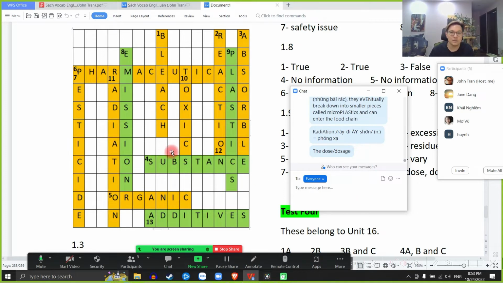Alright, so 12 is... Where's 12? 12 is oil. So oil and water, they don't mix. Dầu và nước đâu có mix đâu, đâu có trộn lẫn được. Oil, nhớ là có y ngắn L các bạn. I-L, oil. So oil, the oil. Alright. 13 is additive.